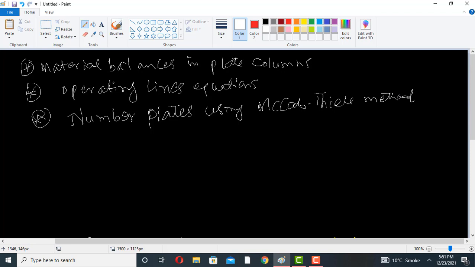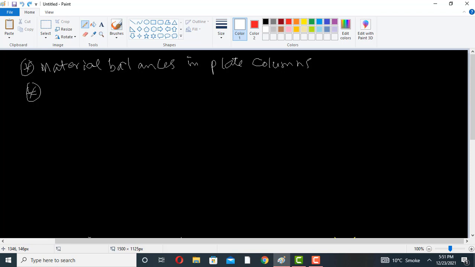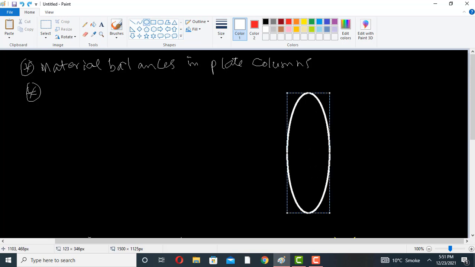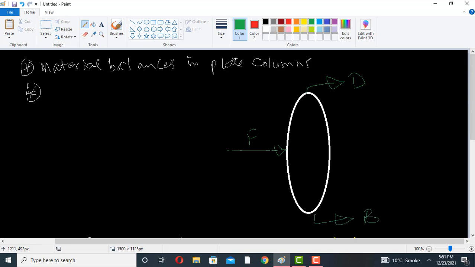So let's start. In the previous lecture we discussed that this was our distillation column. This is the feed. Feed was entering the distillation column. This was the top product, distillate. This is the bottom product. And these are the number of layers in the distillation column.